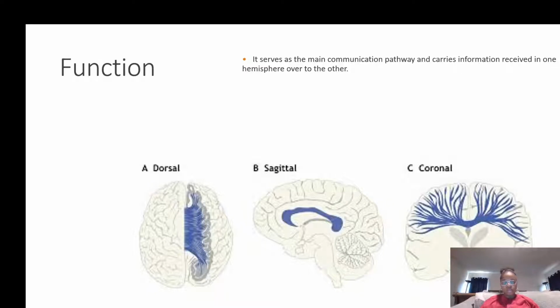The corpus callosum serves as a main communication pathway and carries information received in one hemisphere over to the other. So as you can see, here are some demonstrations of how it looks. You can see that it's connecting the left and right hemisphere. And then this is how it looks lateral, and this is the frontal.